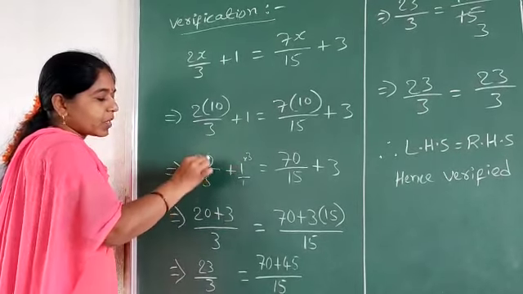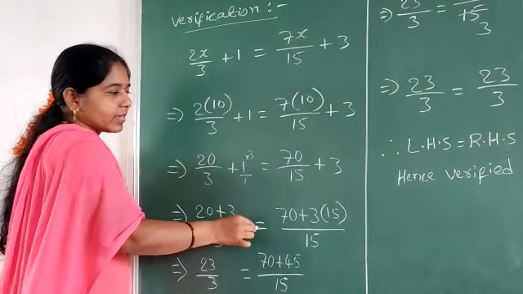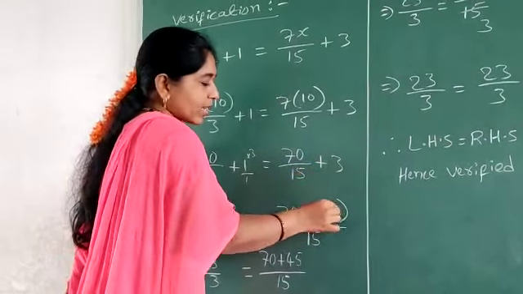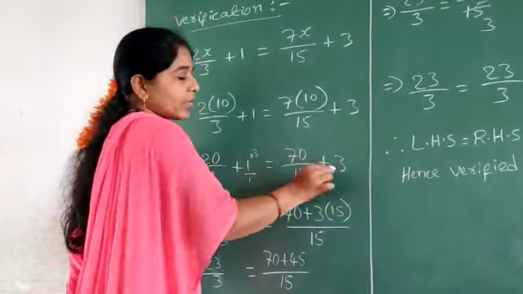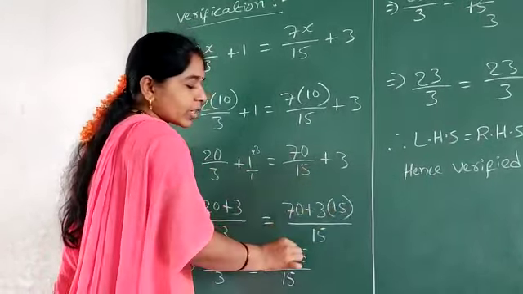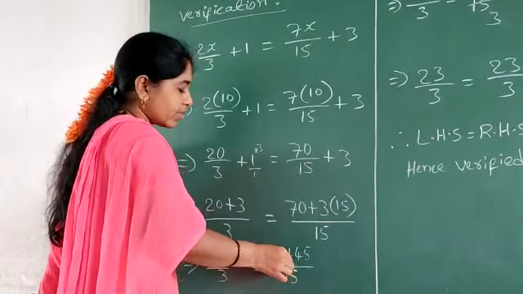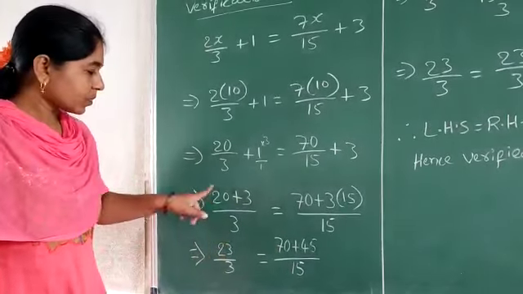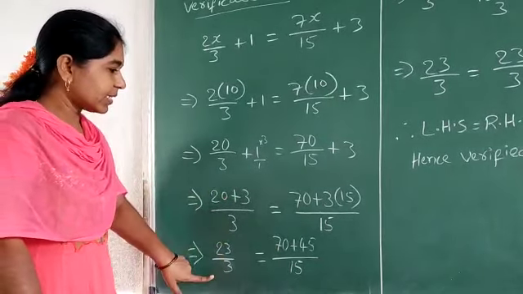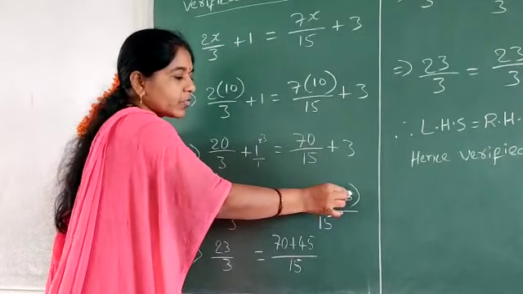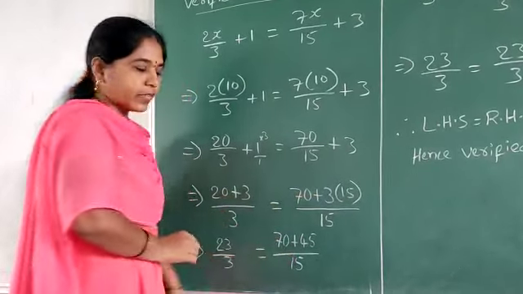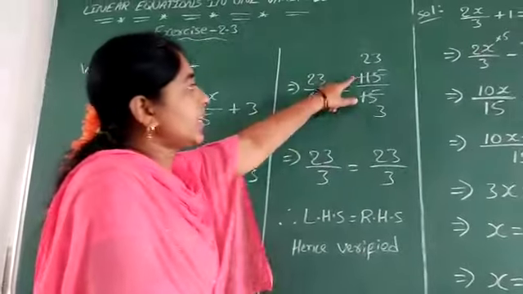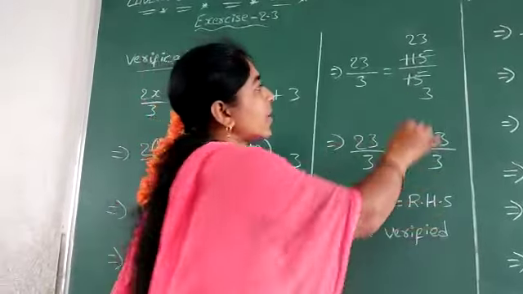Directly also we can: 1 3s are 3, so 20 plus 3 divided by 3. Here and here, 70 plus 3 into 15. Here also the denominator is 1, that's why the LCM will be 15 itself. 15 3s are 45. 70 plus 45 divided by 15. Here 20 plus 3 is 23 divided by 3 as it is. But here 70 plus 3 into 15 is 45, divided by 15. 70 plus 45 is equal to 115 divided by 15. 5 3s are 15.